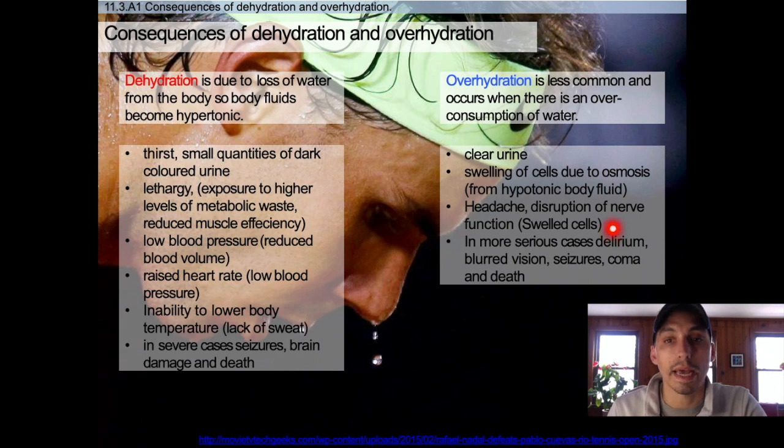That can cause headache and disruption of nerve function due to swelled cells, and in more serious cases can cause delirium, blurred vision, seizures, coma, and death. So it's really important, we can see here, to maintain proper hydration. So especially if you are working out in adverse conditions, whether it's really hot or really cold, you need to be cognizant of your water consumption.